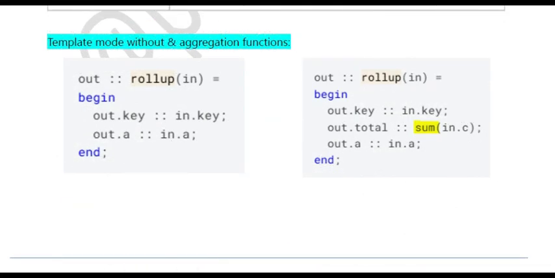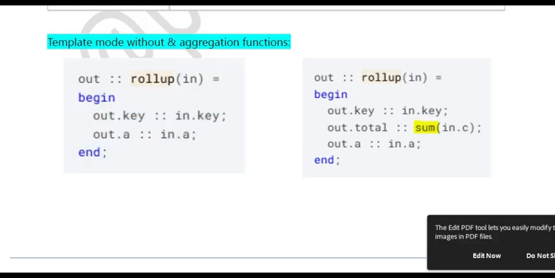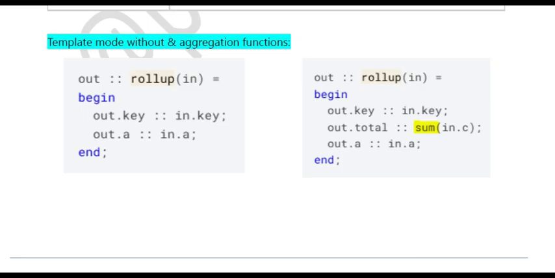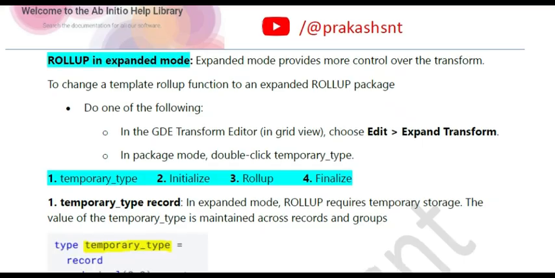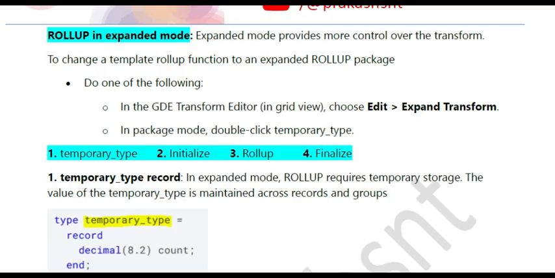I have given one example of template mode. On the left-hand side you can see an example without aggregate functions. Here we are just mapping from in.key to out.key, meaning there is no aggregate function supplied. Based on your group of records, it will give one output record. On the right-hand side I have given another example that uses aggregate functions, and here I am using sum. The sum will be calculated based on your key and it will give the total sum of your group of records.